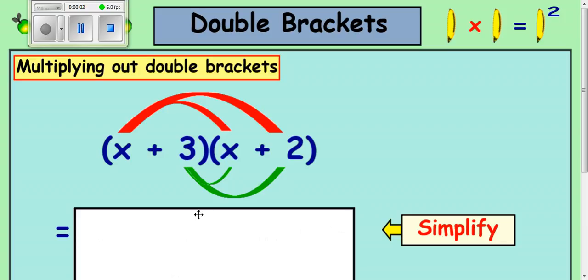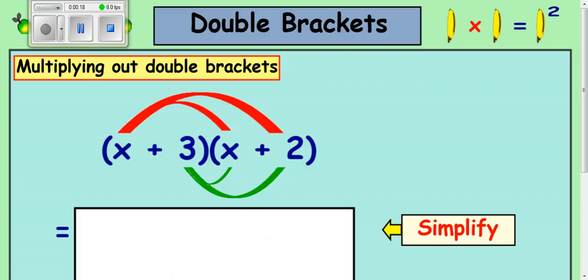In this lesson we're going to look at how to multiply out double brackets. What we mean by double brackets is when you've got two terms in one bracket and two terms in another bracket. Now there's a method to do this and a technique to follow. I'm going to show you how to do this.